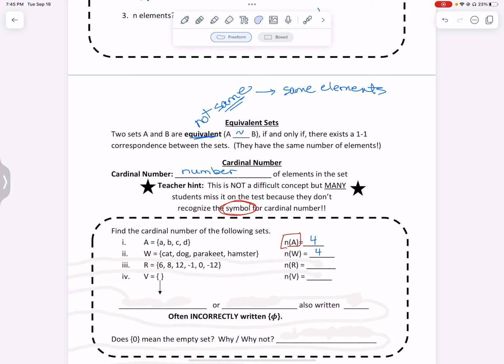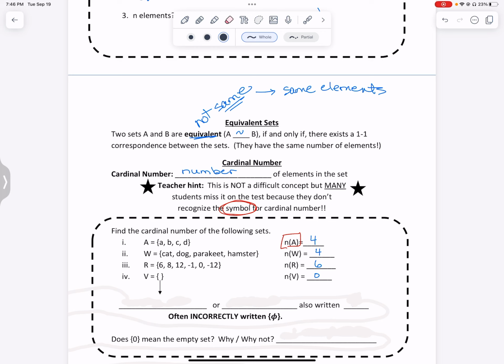Okay. What would be my symbol that says how many members, what's the cardinal number for this set R? And let's count 1, 2, 3, 4, 5, 6. So I have 6 in there, so the cardinal number is 6. Now look at this V. I don't have anything in there. So the cardinal number is 0. I don't have any elements.